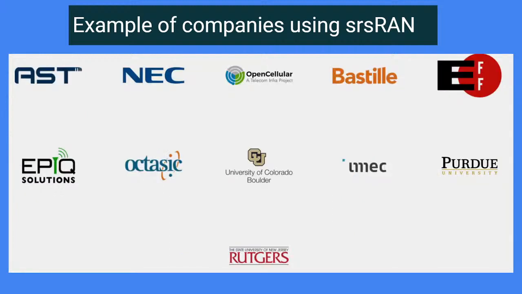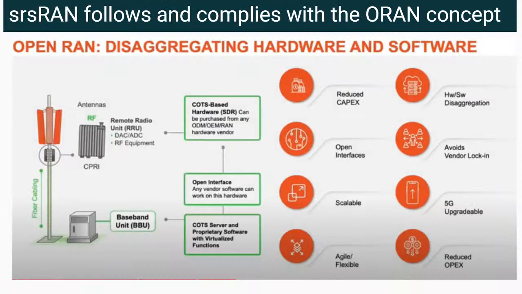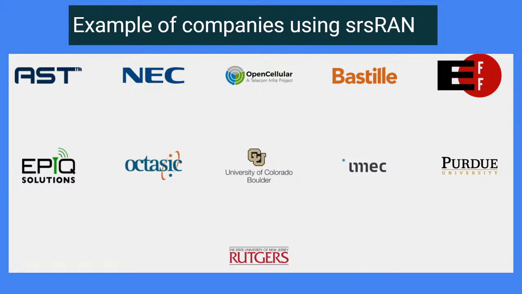Some other companies as well: AST, NIC, Open Cellular, Telecom Infra Project, Baystyle, University of Colorado, APIQ solution, and some other companies and universities. So this means that many companies, many universities, many research labs are trusting this software. And it's open source. Everybody can check it, use it, verify it, and contribute to it. For those who want to contribute and improve the software, there is a license you need to download, fill the information in, and send to the company, and you will be able to add your algorithms and improve the software more if you would love to do this.